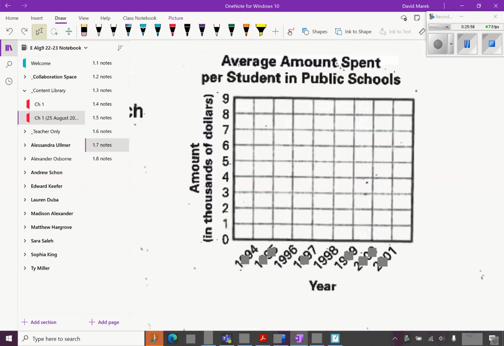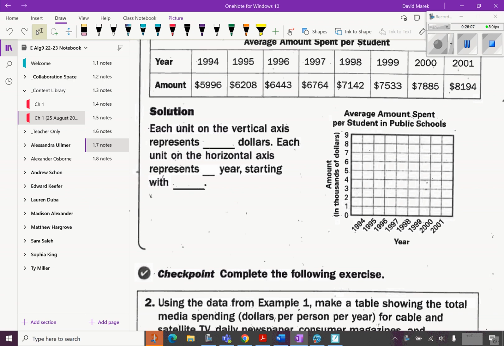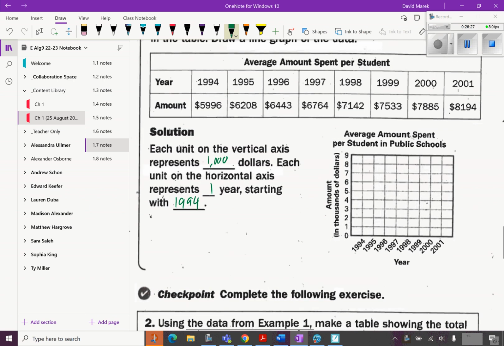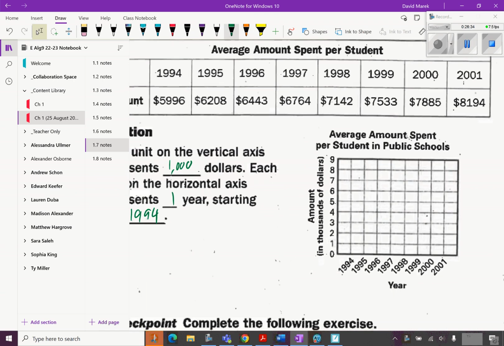We're not going to touch those. Okay. Over here, we have amount in thousands of dollars. They're trying to get you to acknowledge the fact that it's not dollars, it's thousands. Each unit on the horizontal axis represents 1 year, starting with 1994. So now it's going to be a matter of, all right, can we take these numbers and do our best to estimate? Okay. So in 1994, it's just under $6,000.